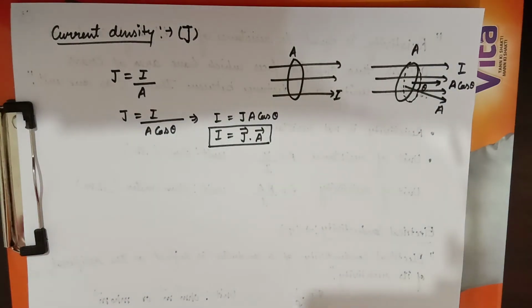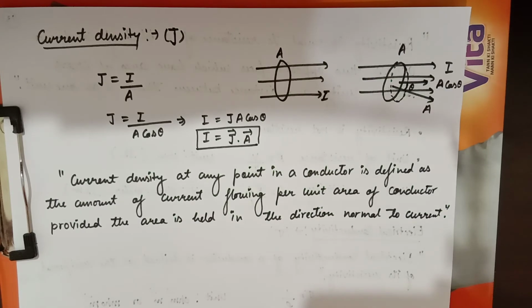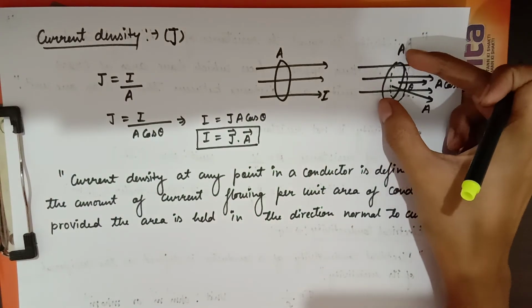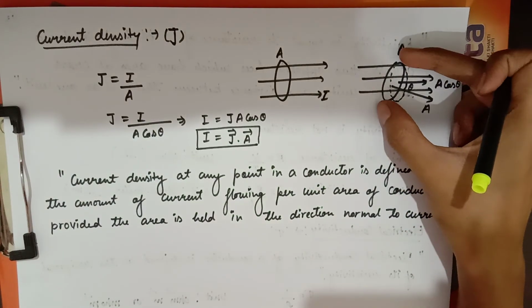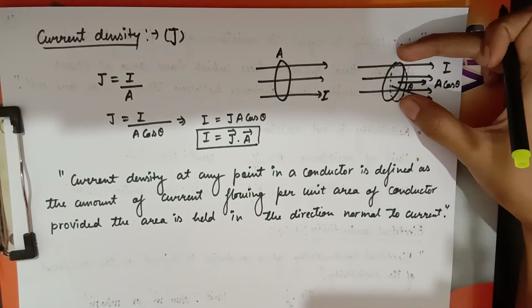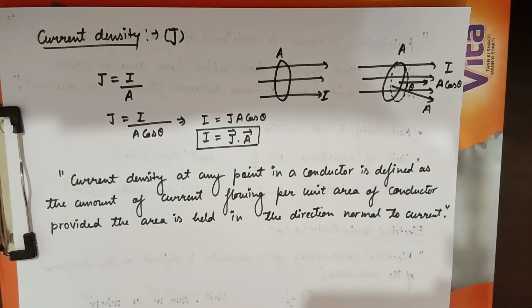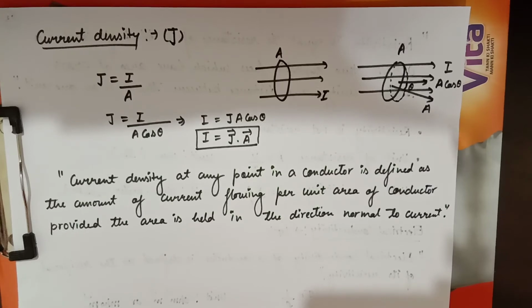So J is current density. Current density at any point in a conductor is defined as the amount of current flowing per unit area of the conductor, provided the area is held in the direction normal to the current. You can see from the figure that in this case the area was tilted like this. Now I have rotated the area perpendicular to the direction of electric current. So current density J is equal to I divided by A, or I divided by A cos theta, and I is the dot product of J and A.